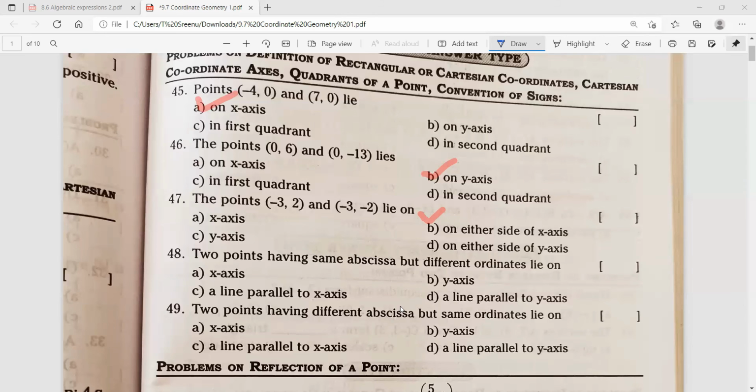This one, 47, you see one. So -3, 2 here will come. -3, -2 here will come. On either side of x-axis. Negative x-axis. Okay. Next, 48.